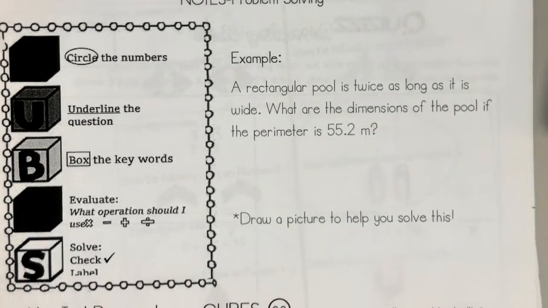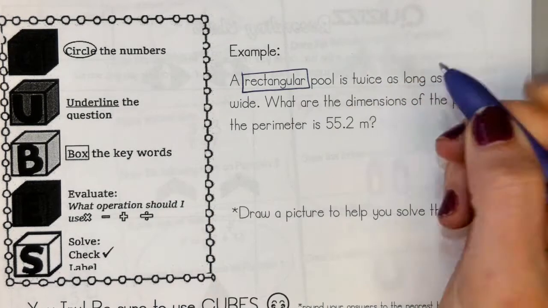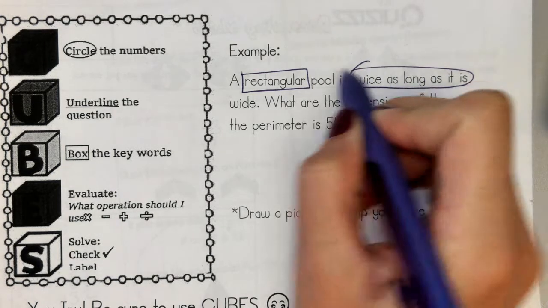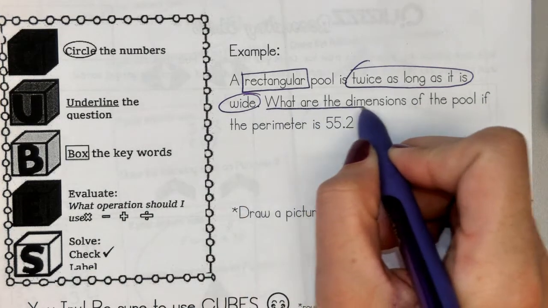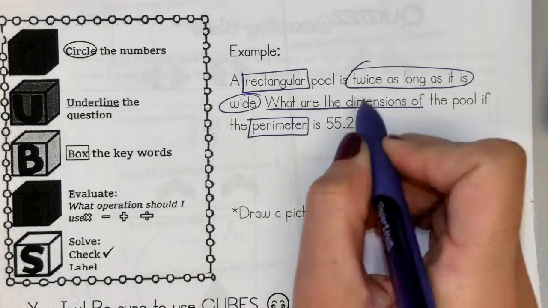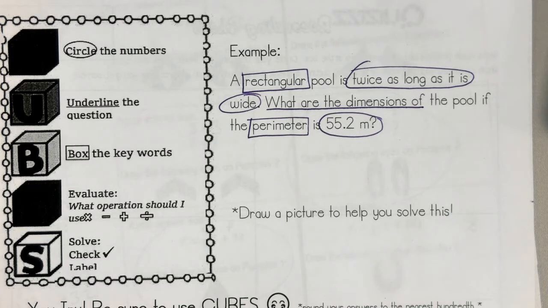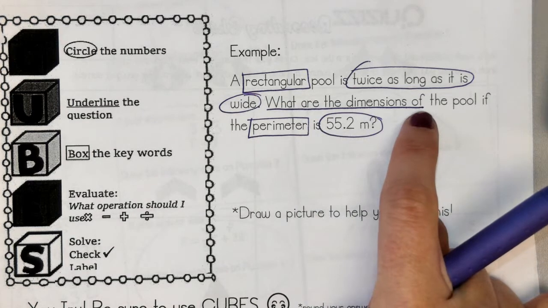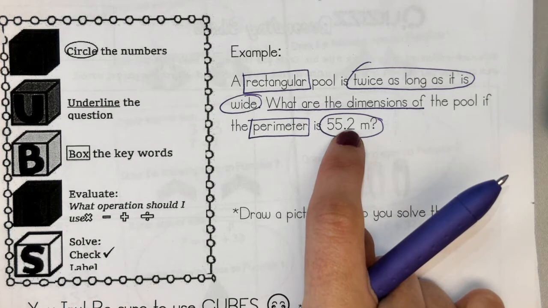So, number 1, a rectangular pool. That's definitely important. It's twice as long as it is wide. What are the dimensions of the pool? If the perimeter, that's important, is 55.2 meters. So, I know my pool is rectangular. I know I'm looking for the dimensions. I know it's twice as long as it is wide, and the perimeter is 55.2 meters.